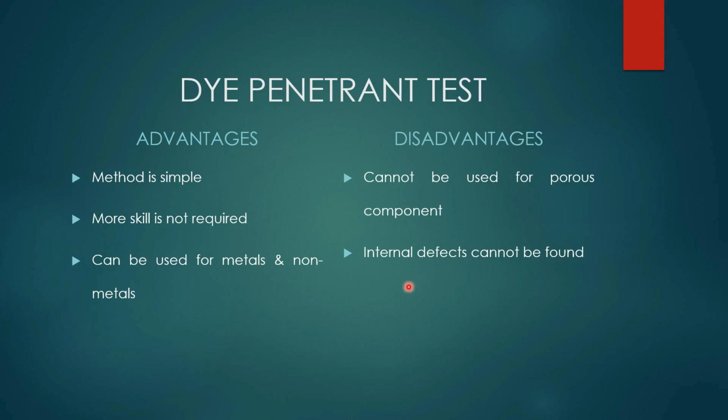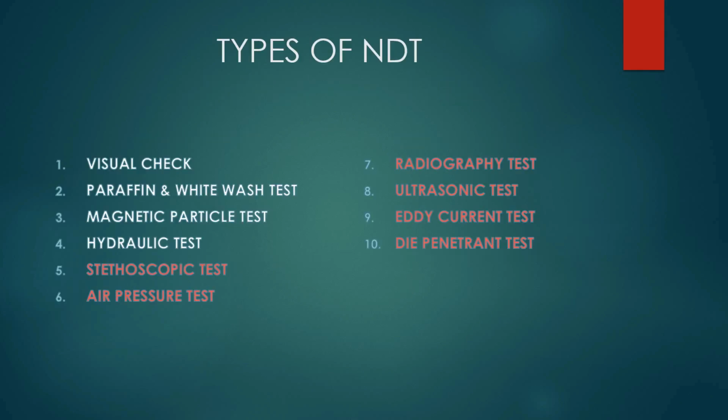Let's see its advantages and disadvantages. This method is simple. More skill is not required. It can be used for metals and non-metals. Then disadvantages. It cannot be used for porous components. And next, internal defects cannot be found. As I have told you earlier, in this test only surface defects are detected. We cannot go through the internal defects.